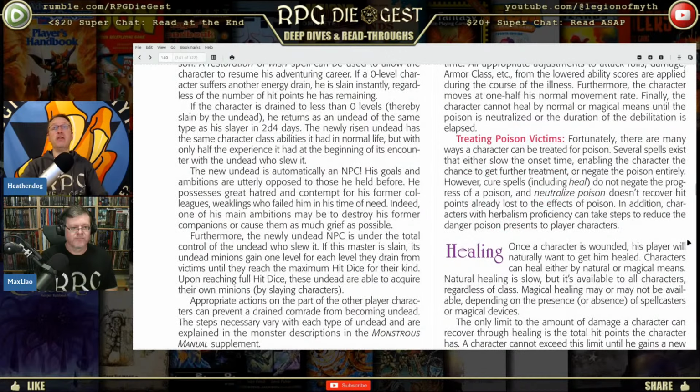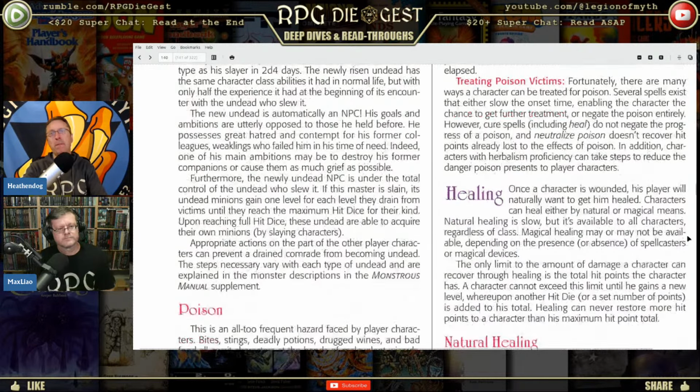Treating poison victims. Fortunately, there are many ways a character can be treated. Several spells exist that either slow the onset time, enable the character to get further treatment, or negate it entirely. However, cure spells, including heal, do not negate the progress of a poison, and neutralize poison doesn't recover hit points already lost due to the poison. In addition, characters with herbalism proficiency can take steps to reduce the danger poison presents to player characters. In the skill herbalism, you get bonuses to save, and the poison lasts half as long or whatever. It all depends on what you're brewing.